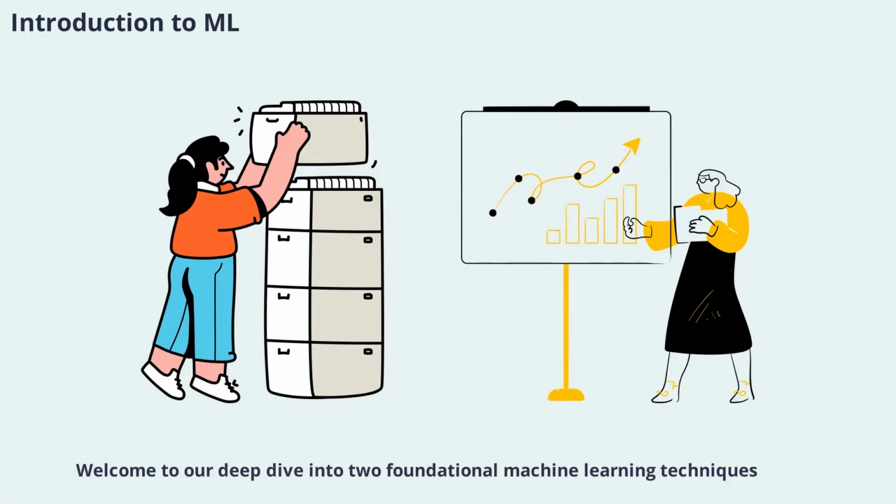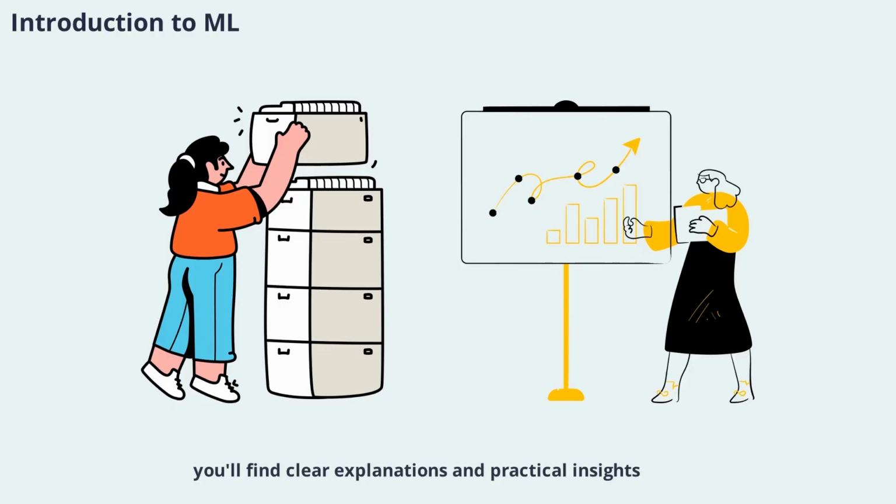Welcome to our deep dive into two foundational machine learning techniques, k-means clustering and principal component analysis, or PCA. In this video, we'll break down these concepts, explore how they work, and see where they fit in the broader landscape of machine learning. Whether you're a beginner or looking to refresh your knowledge, you'll find clear explanations and practical insights. Let's start by understanding what machine learning is and why unsupervised learning methods like k-means and PCA are so important for data analysis.